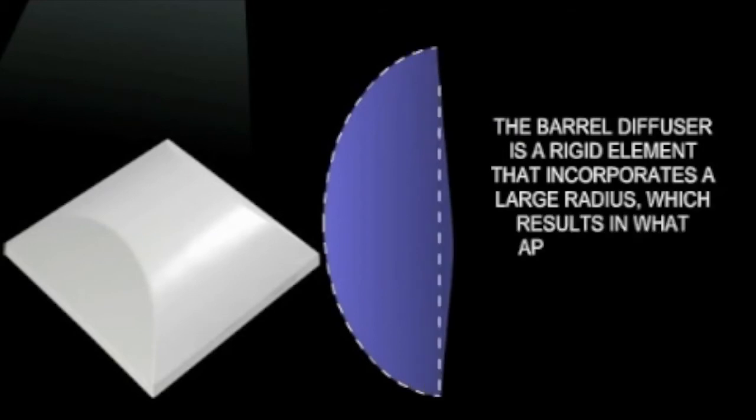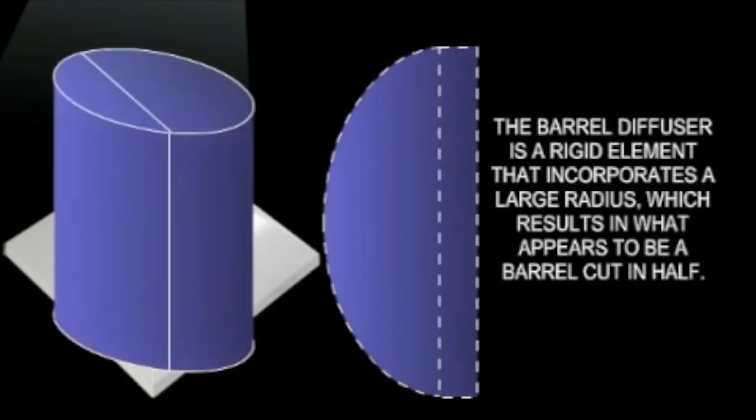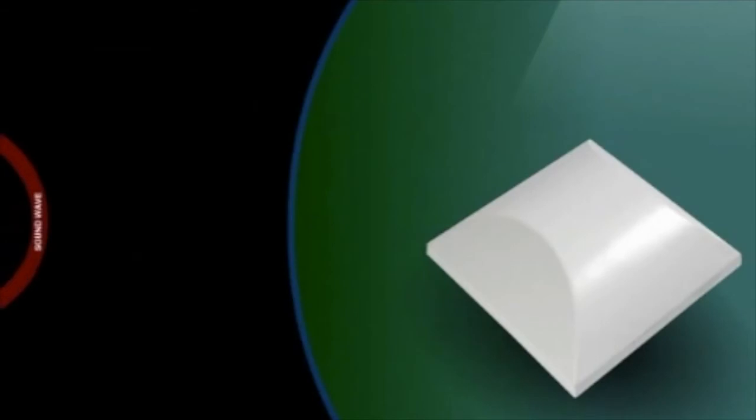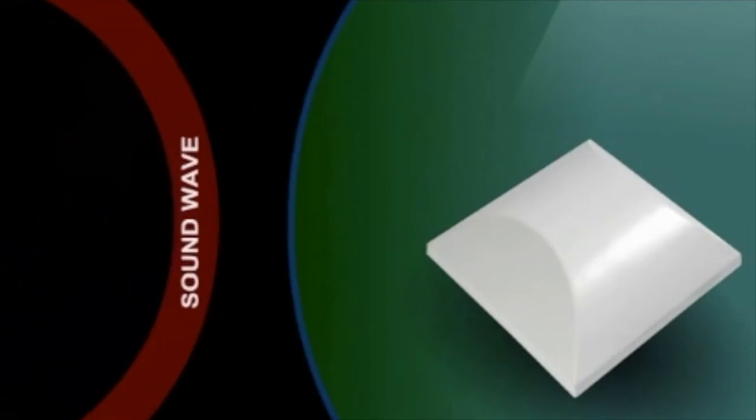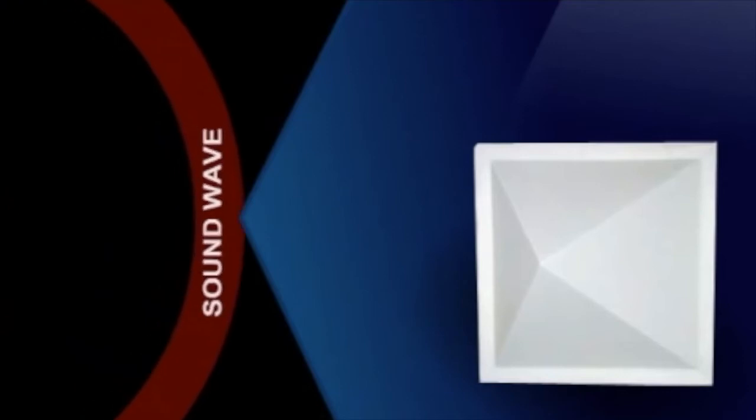The barrel diffuser is a rigid element that incorporates a large radius, which results in what appears to be a barrel cut in half. When sound waves strike this round shape, they reflect off of various points on the surface, sending them in various directions. Pyramid diffusers work on the same principle but use offset angles that form a pyramid.